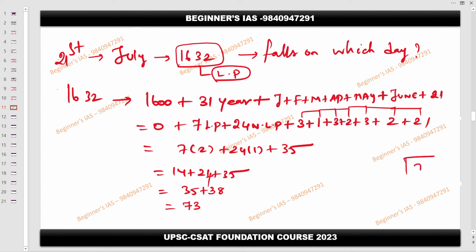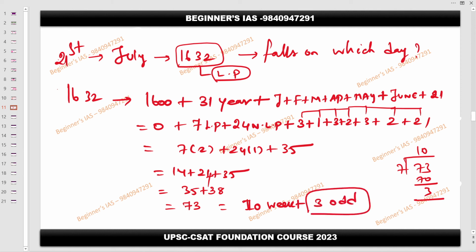So divide that 73 by 7. 10 times 7 is 70, so obviously 3 odd days. So this is equal to 10 weeks plus 3 odd days, and that 3 stands for Wednesday. Understood? Have you understood? Yes, sir.